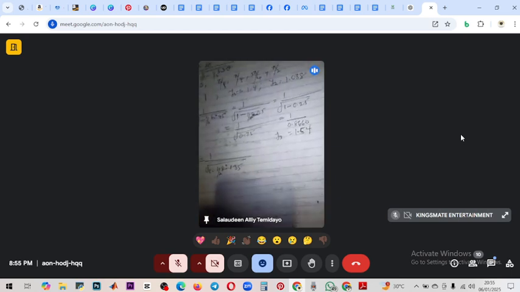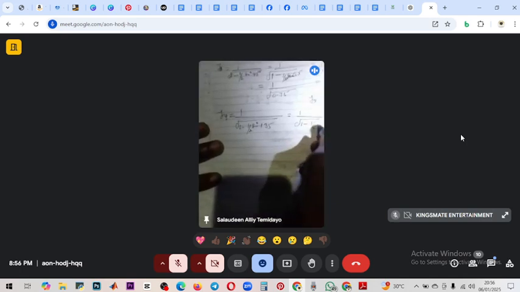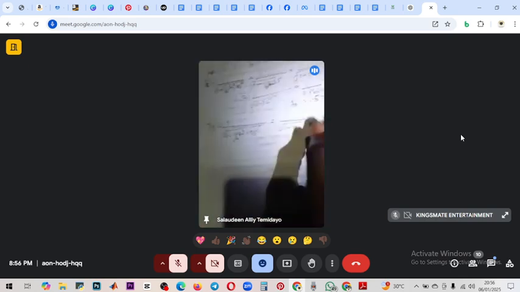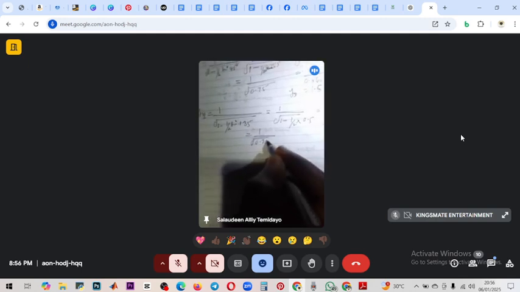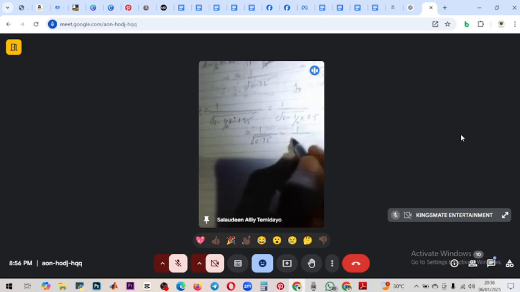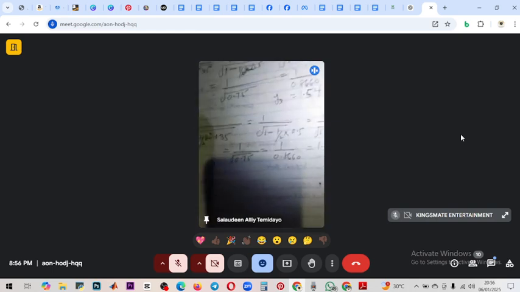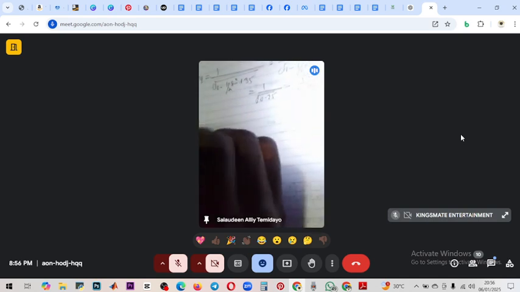So 1 over square root of 1 minus half of 0.5, that's 1 minus 0.25. This is 1 over square root of 0.75, the same thing as the previous answer, 1.154 as well. That being the case, we can come here and write the formula.